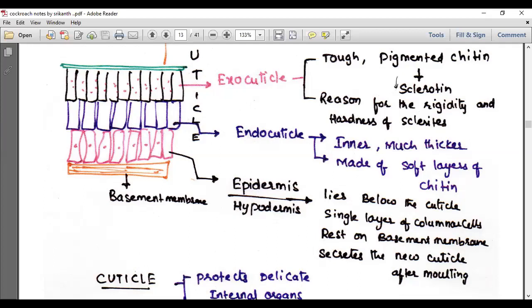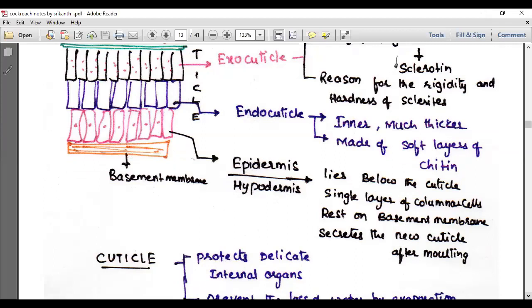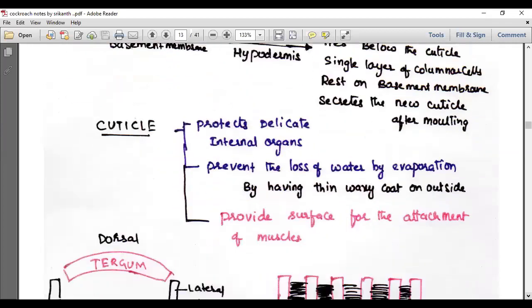Here the cuticle functions to protect the delicate internal organs, like our endoskeleton. Our endoskeleton is bony, isn't it? Bone means a hard material. Similarly, cockroach is not having an endoskeleton; cockroach is having an exoskeleton. The outer cover is strong. So how is the outer cover strong? Because of cuticle, particularly exocuticle.